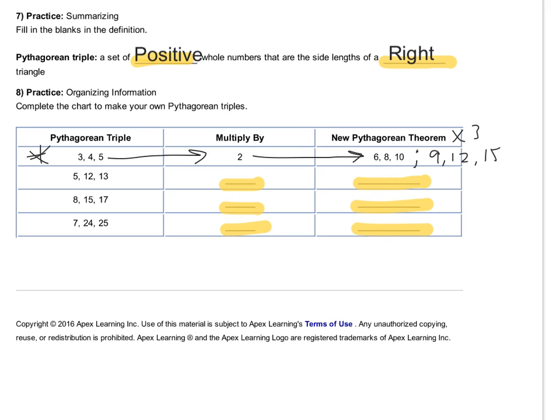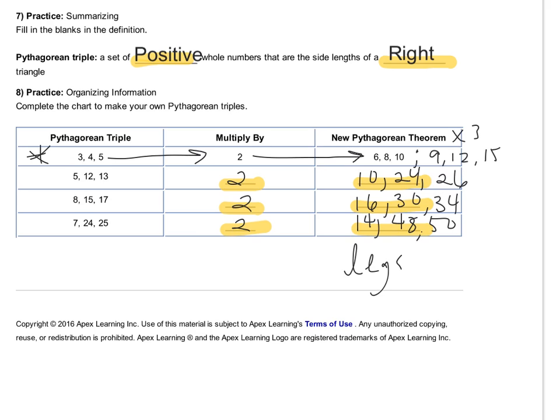Okay, 5, 12, 13, we can multiply that by 2 and get 10, 24, 26. 8, 15, 17, we can multiply that one by 2 and get 16, 30, 34. 7, 24, 25, multiply by 2, get 14, 48, and 50. So what this means is that the first two numbers can all represent legs of a right triangle, and then the last numbers that you see here would all be the length of the hypotenuse.